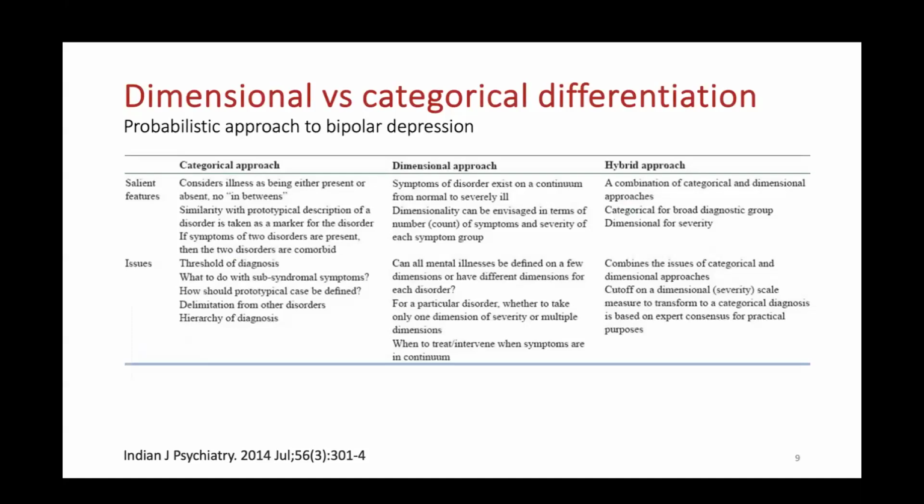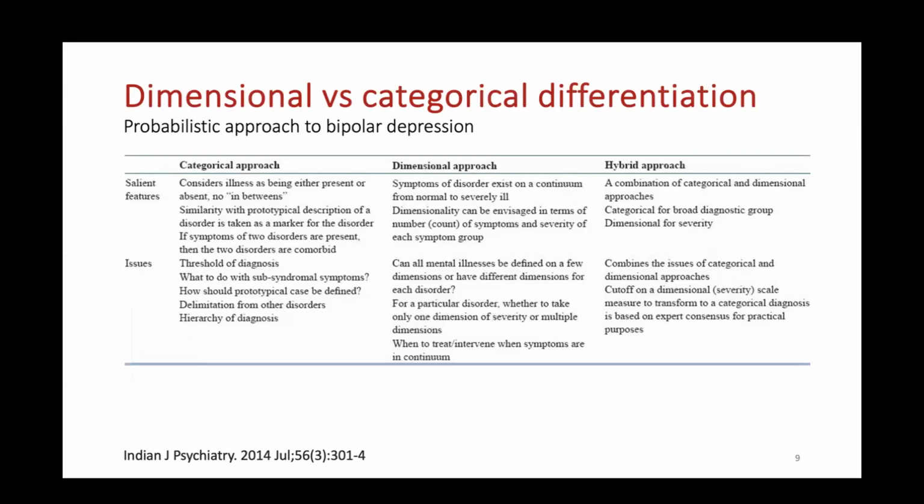So now talking about the dimensional versus categorical differentiation. So we look at salient features. The categorical approach considers illness as being either present or absent, no in between.